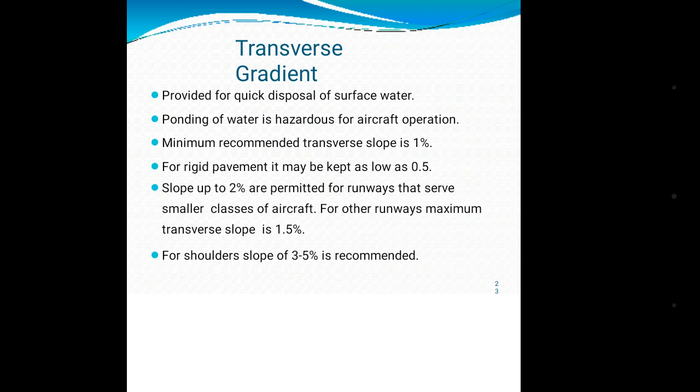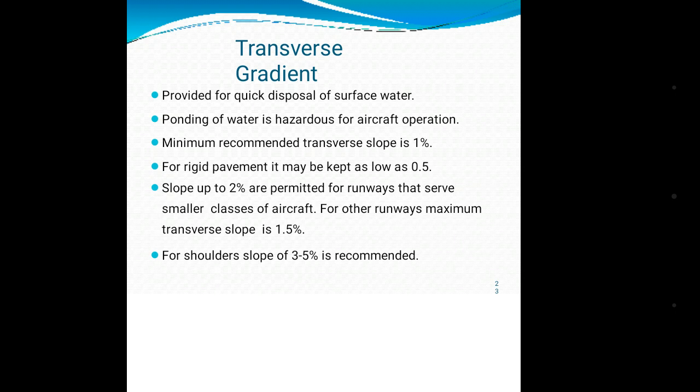Then transverse gradient. It is provided for the quick disposal of the surface water. So if there is heavy rainfall, the runoff water should be drained out very easily. So for the quick disposal, we require the transverse gradient. The ponding of the water is hazardous for the aircraft operation. And minimum transverse slope is provided, which on the runways is 1%. So for the highways it is different, but for the runways the minimum recommended transverse slope is 1%. For the rigid pavement it may be kept as low as 0.5% also.